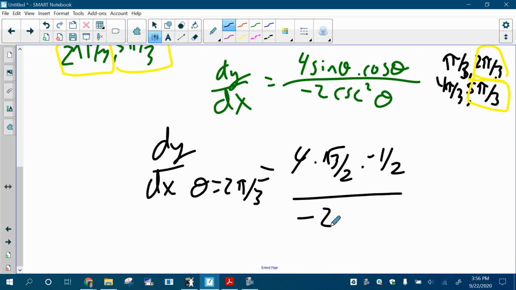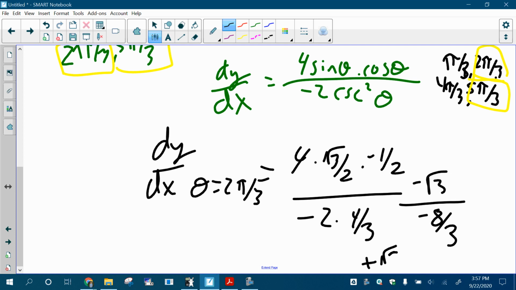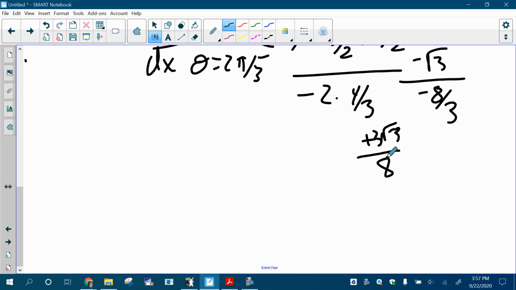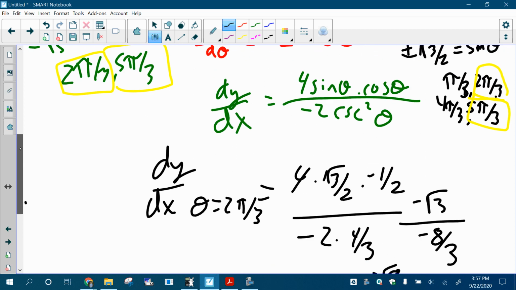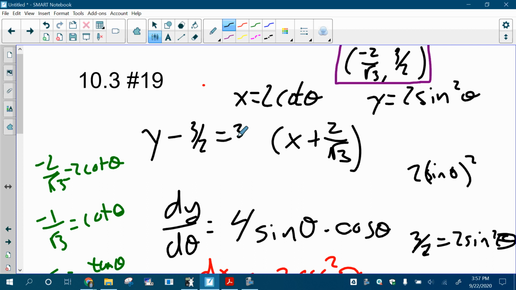Since sine is root 3 over 2, cosecant is 2 over root 3. 2 over root 3 squared is 4 thirds. So we get negative 8 thirds on the bottom, and I'm going to get negative root 3 on the top. So I'm going to get positive root 3 over 8 as my slope. I'm going to toss that in here, and now I have the equation of my tangent line.